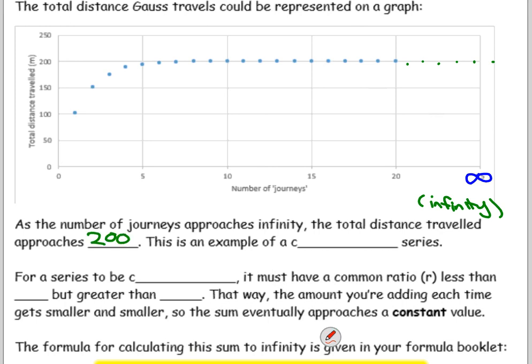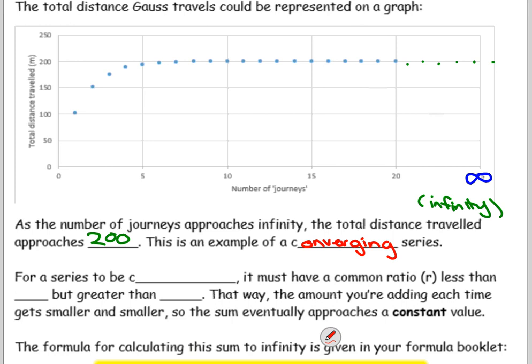This is an example of a converging series, and you might not have heard of this word before, but it's in the title for this lesson. Converging, yep. This is convergent or converging. They're both okay. It's an example of a converging series, meaning that it's approaching a constant value. Normally sums of sequences increase and just get bigger and bigger, but this is an example of one where it just gets closer and closer to a particular value.